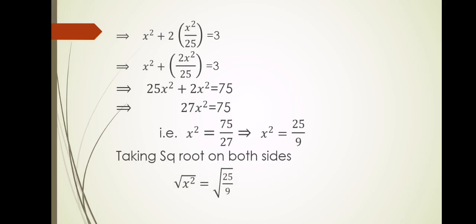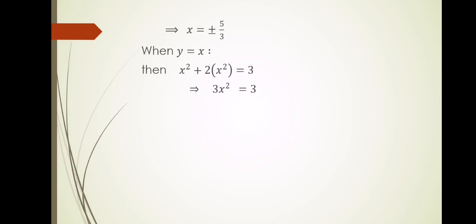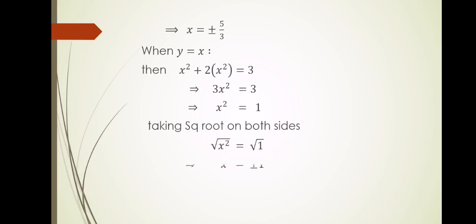So firstly we are going to solve it for x is equal to plus minus 5 by 3, and then we will have to solve it for y is equal to x and x is equal to plus minus 1. So first we are going to put x is equal to plus minus 5 divided by 3 in y is equal to minus x by 5.